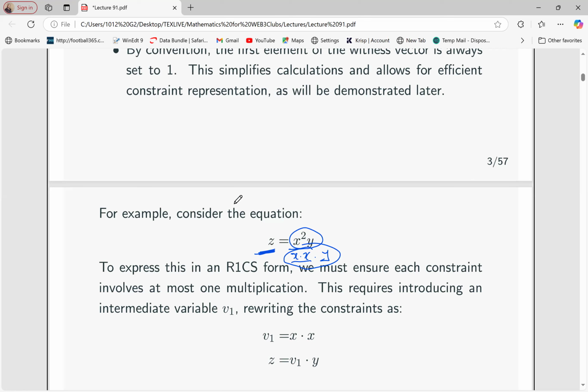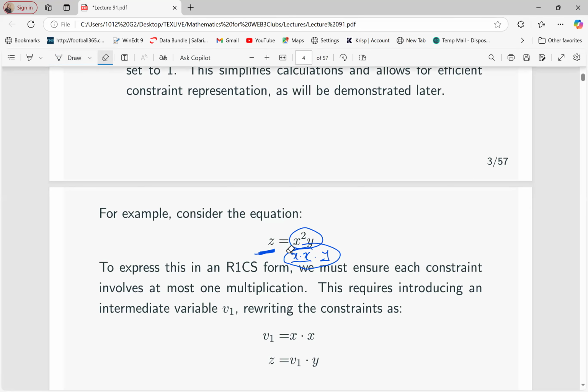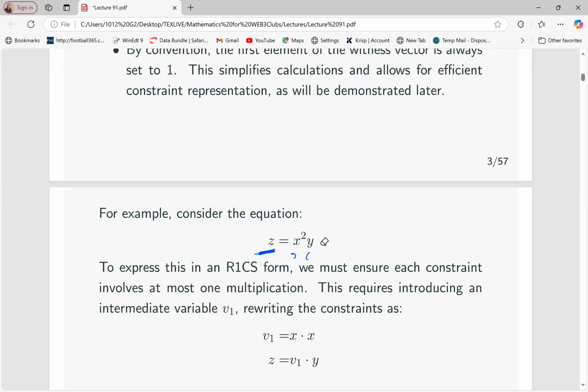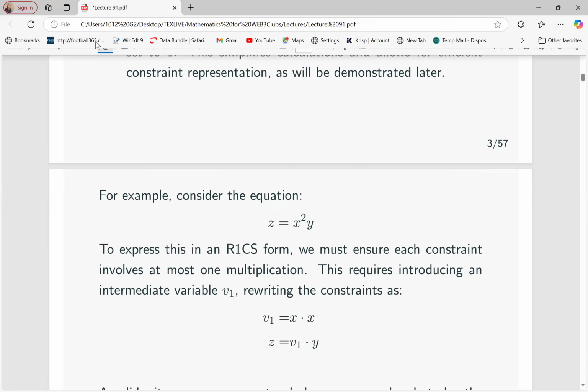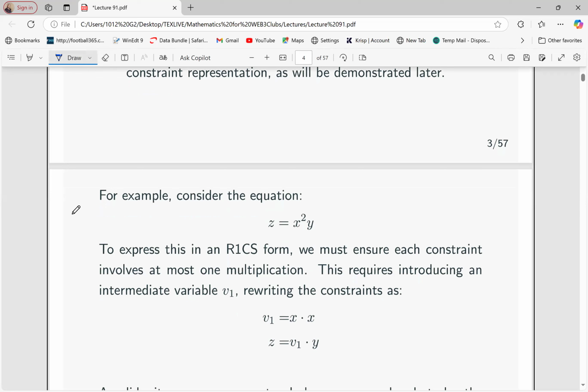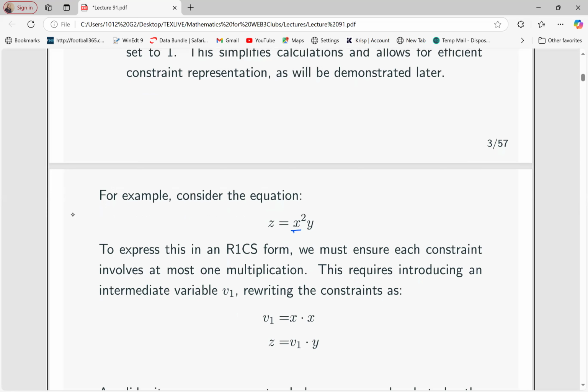So what we then do is ensure that we have one multiplication. And that is where intermediate variables come in. So the first thing I would do, the x times x, I call it V1. And so, therefore, our Z becomes V1 times Y. So you now realize that we have only one multiplication on the right side, and that is what we wanted.